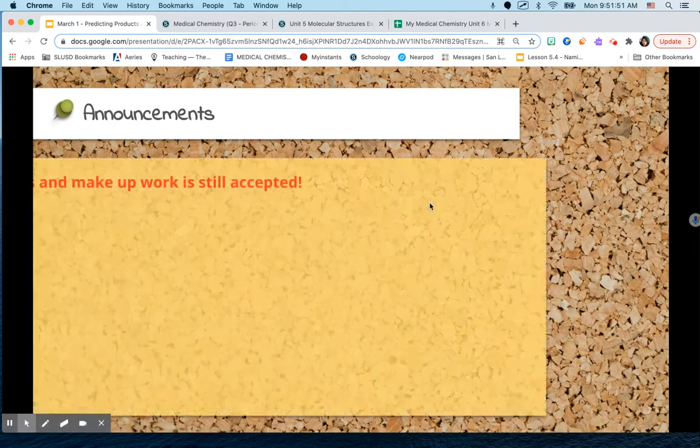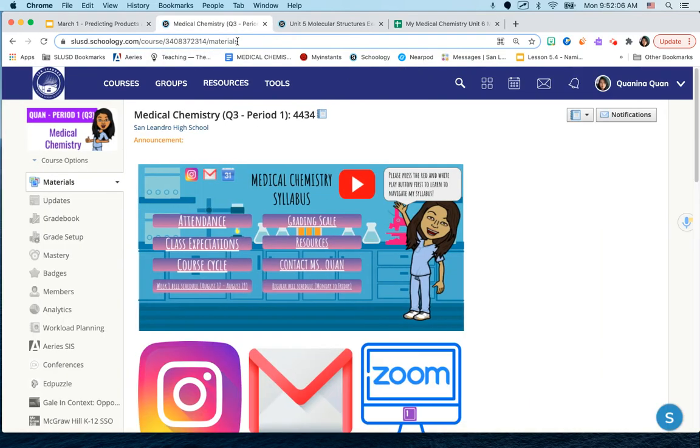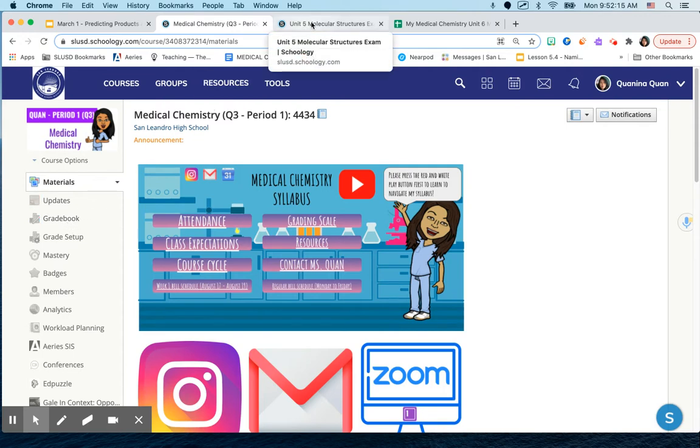So, no real general announcements other than the retakes and makeup work is still being accepted. The end of the quarter is 3 weeks away on March 19th. So a reminder that if you go on to your medical chemistry page for Schoology, then click on grades and then assessments.